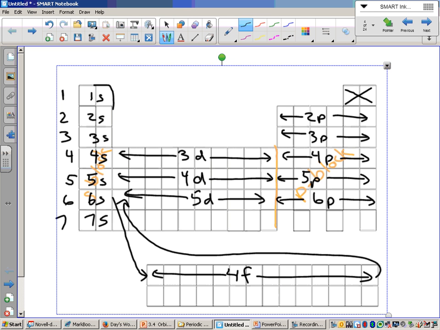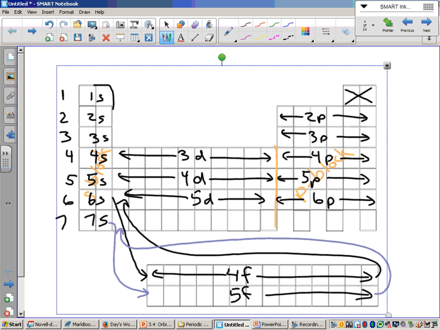7s, and I'm going to grab a different color here. After 7s, I'm going to dive down in there. And what comes after 7s? Yep, 5f, because it's going to lag by 2. And then we're going to head back to the top.